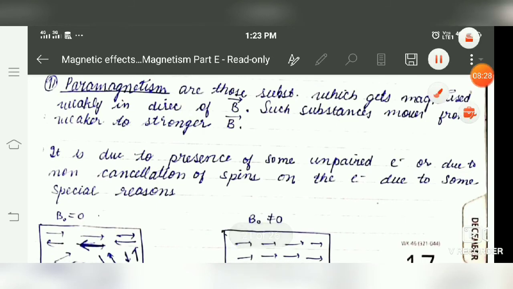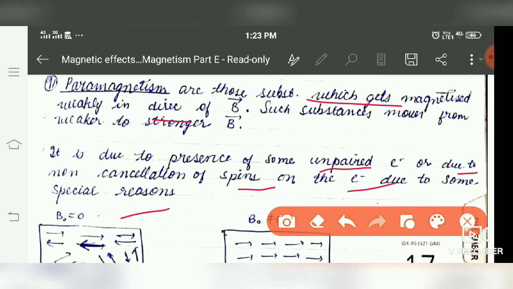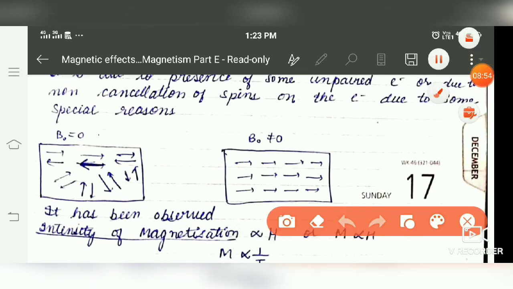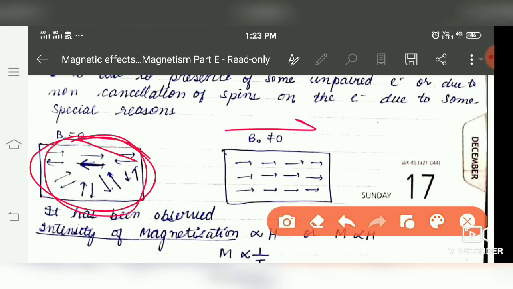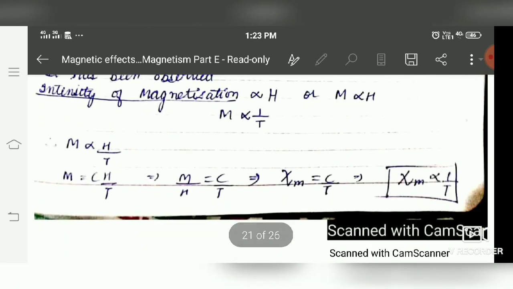Next, paramagnetic materials are those which magnetize weakly in the direction of B, such that they move from weaker to stronger field. It is due to the presence of some unpaired electrons, due to which there is non-cancellation of spins, and because of this they acquire some magnetism. Para means they have unpaired electrons which are randomly oriented. When a magnetic field is applied, they start orienting in a particular direction, due to which their magnetic moment increases, and as a result their magnetism increases.